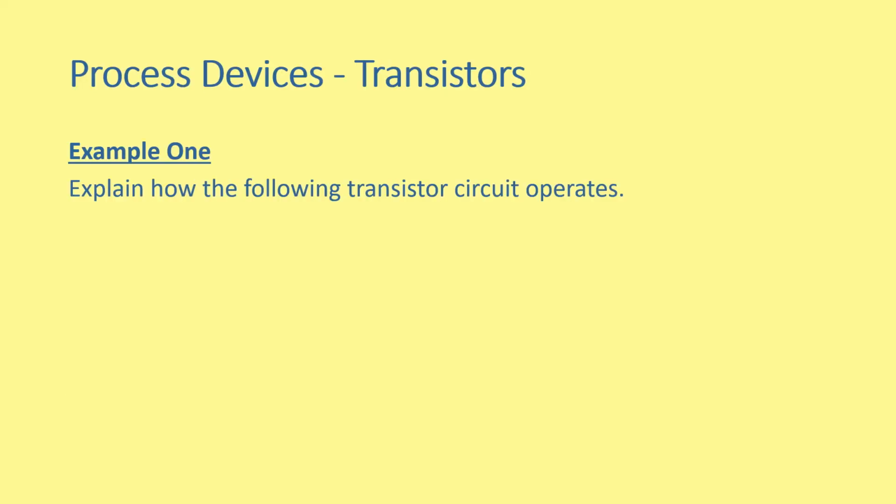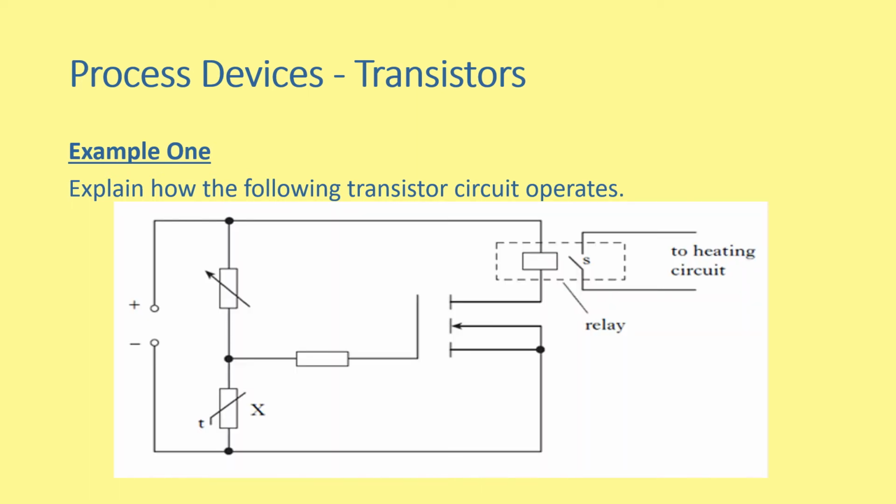Example 1. Explain how the following transistor circuit operates. Here we've got our circuit. We can see different components in there. We've got our variable resistor, if you can see my little pen just here. Here we go, our variable resistor. We have a thermistor just here. We have a MOSFET, we have a relay, and we have our heating circuits over here.